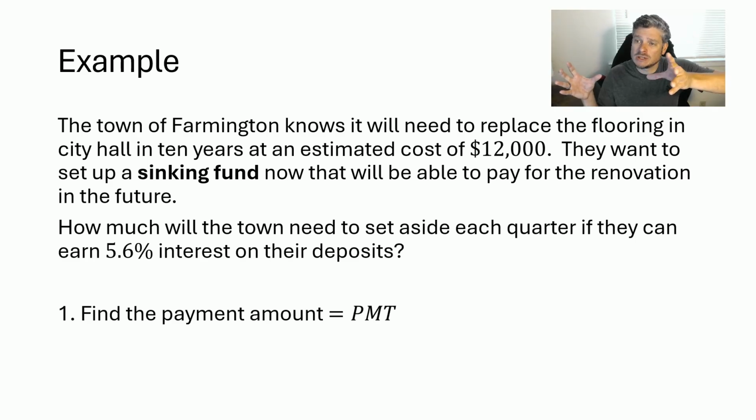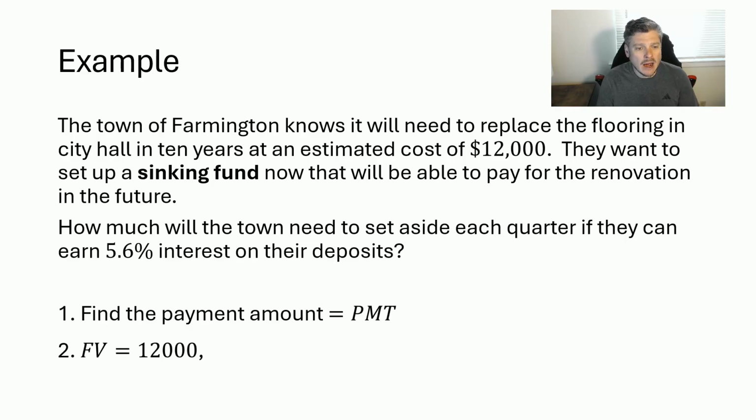So we have a cost that we know we need to pay as a lump sum in the future. We're trying to figure out what are the payments necessary now that if we keep making these payments at regular periods, we'll have that necessary amount, which means a sinking fund is really just an annuity. Okay, well, we want to find the payment amount. We know the future value for this particular example is going to be $12,000.